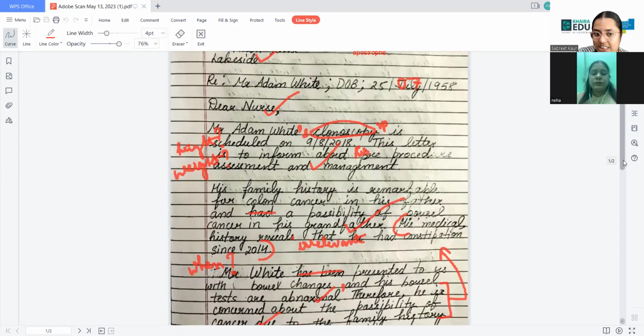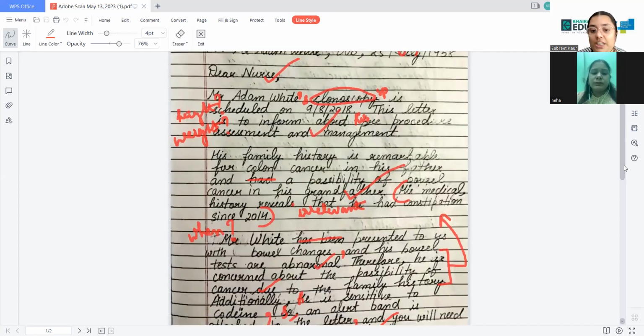Then let's move on to the next paragraph in which you have written about the patient's family history as well as the medical history. Here, if you see the third line, you've written and had a possibility of bowel cancer. Now, if you see the sentence construction, you've written his family history is remarkable for colon cancer in his father and had a possibility. The family history did not have a possibility. The family history is the subject. So, in this case, had was not needed. We would directly write family history is remarkable for number 1, colon cancer. Number 2, a possibility of bowel cancer. Okay.